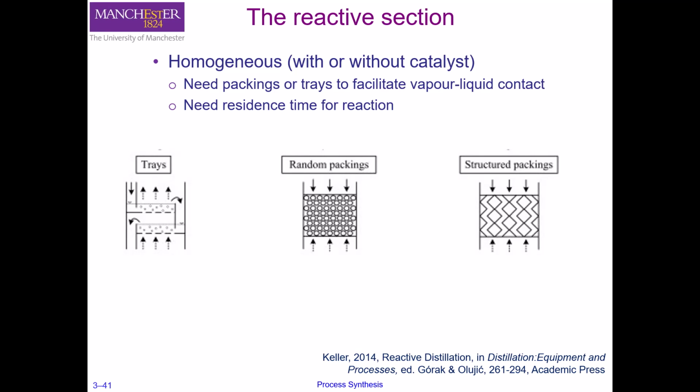Okay, and the diagrams here show three different ways of doing this. One is to simply have a liquid on a standard distillation tray with vapor bubbling through the liquid layer, mostly used in standard distillation columns. Another is to use packing, and this packing can be either random or structured packing.